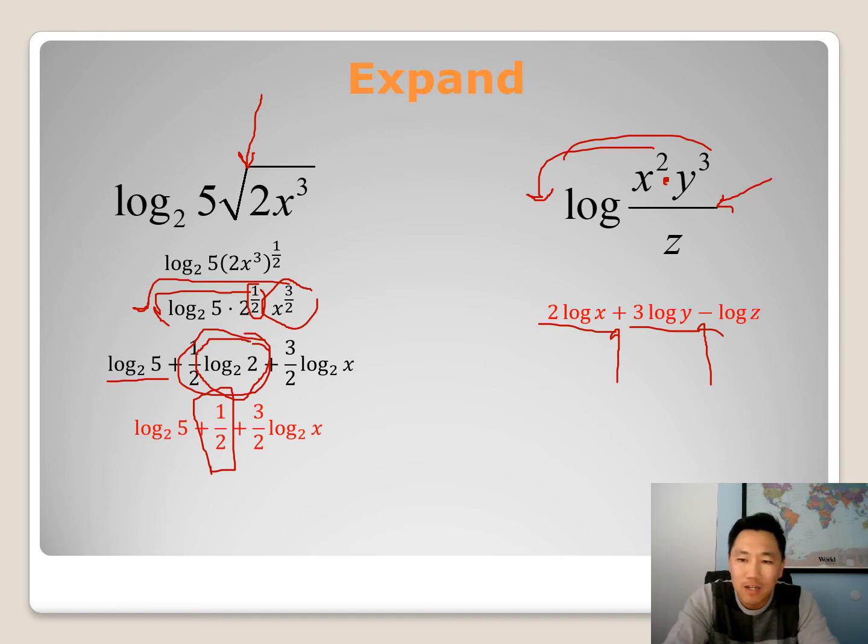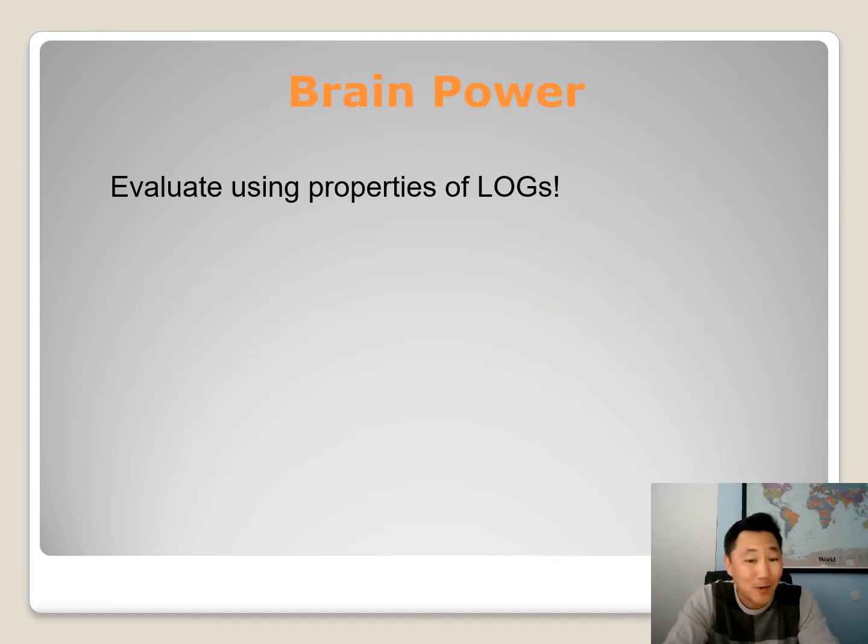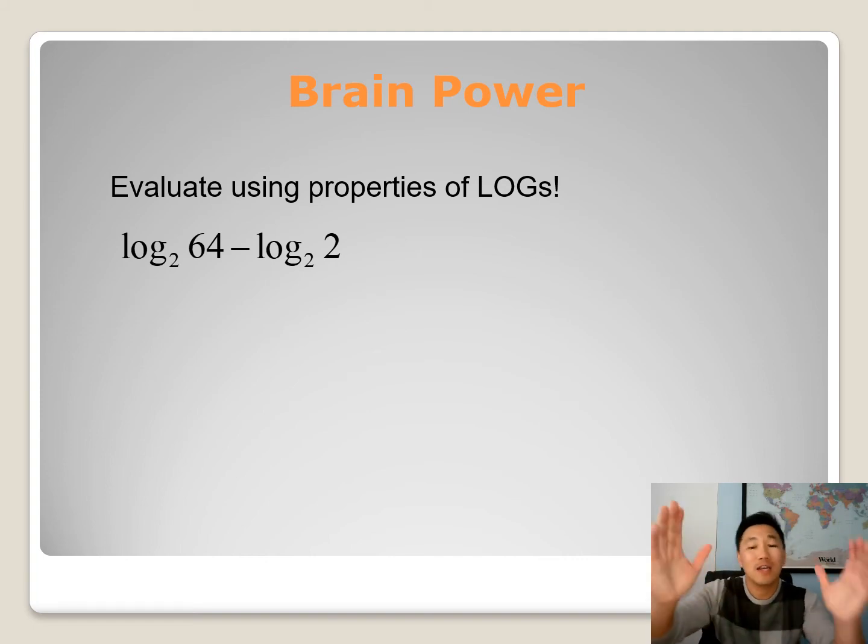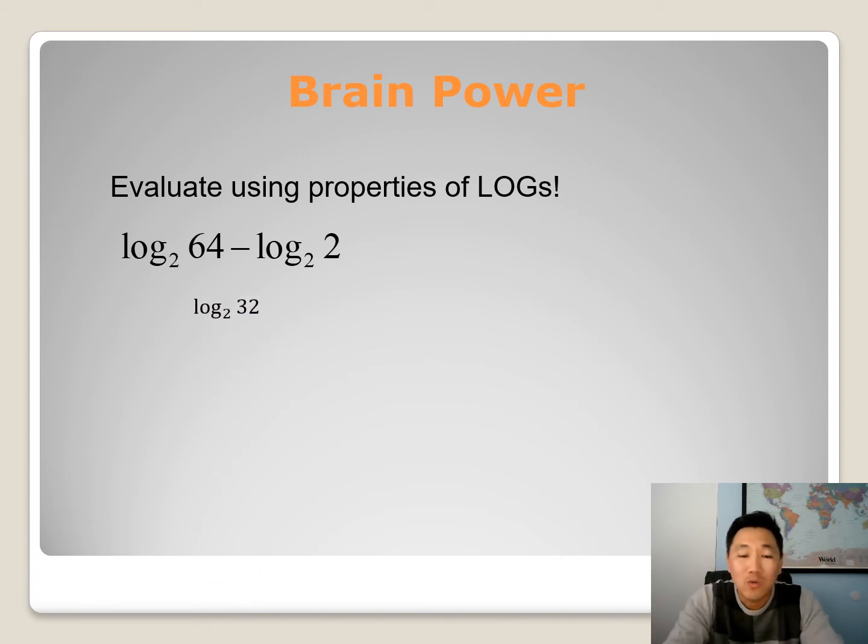Okay, let's move on. Using brain power to evaluate some of the properties. All right, so we have log base 2 of 64 minus log base 2 of 2. Let's go ahead and combine those two logs together. They are a minus sign. So you would divide 64 divided by 2 is 32. And then you have to think to yourself, we did this lesson the other day. Log base 2 of 32. 2 to the what power gives you 32? And you have to think using your brain power. 2 to what power gives you 32? And it's 5.